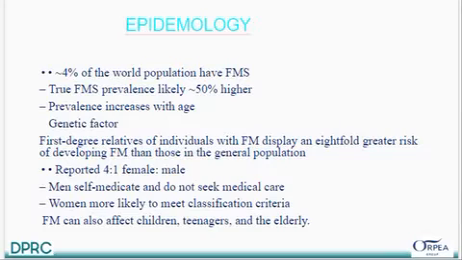Reported 4:1 female to male ratio. That means it's higher in females. Men self-medicate and do not seek medical care. Women are more likely to meet classification criteria. Fibromyalgia can also affect children, teenagers, and the elderly.